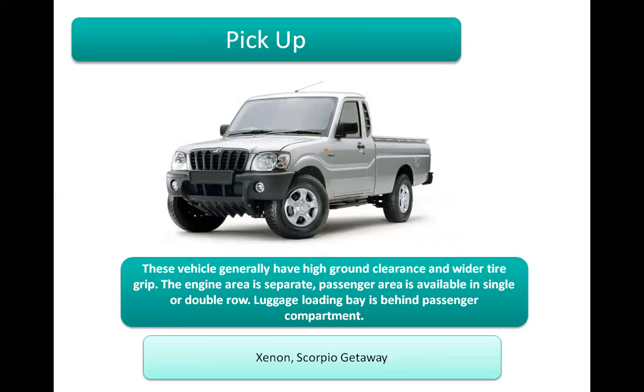Then pickups, again one type of classification based on the body style. Pickup vehicles generally have high ground clearance and wide tire grip. The engine area is separate. Passenger area is available in single or double row. Luggage loading bay is behind the passenger compartment. For example, Xenon, Scorpio Getaway.